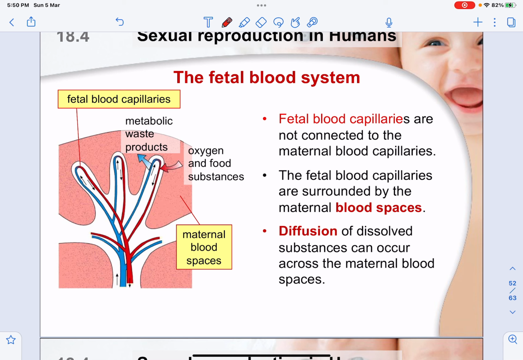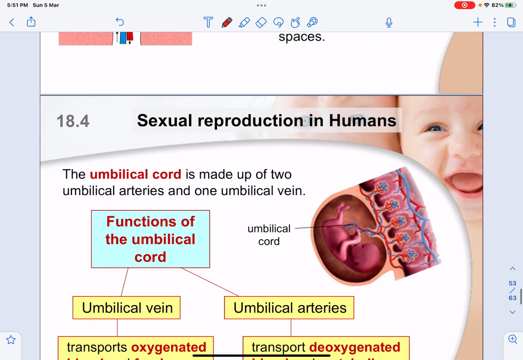If there were similar blood vessels that allow these two bloods to mix, that will cause a lot of blood agglutination if they are not compatible, and inevitably you could kill both the mother and the child. So that's why they are never connected, and therefore the fetal blood capillaries are generally surrounded by the maternal blood spaces. Diffusion of substances can then occur across the maternal blood spaces.